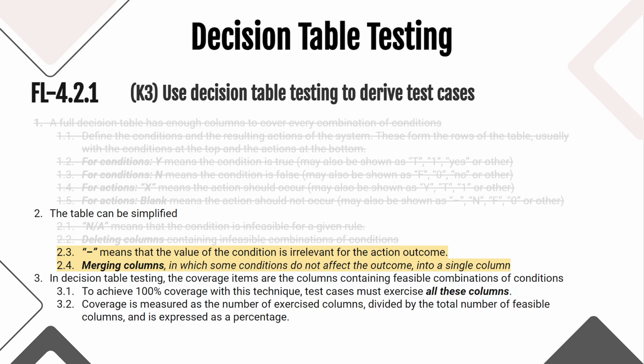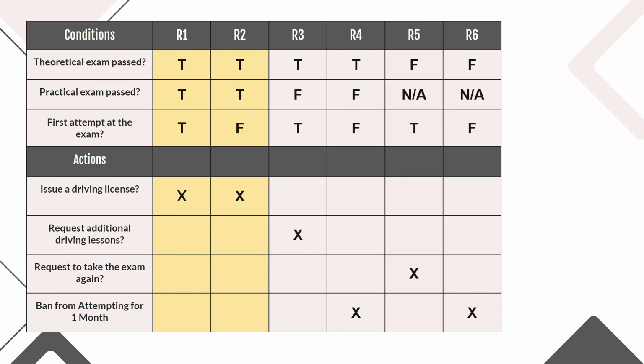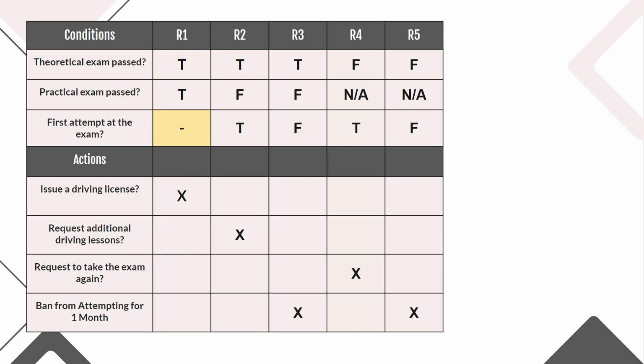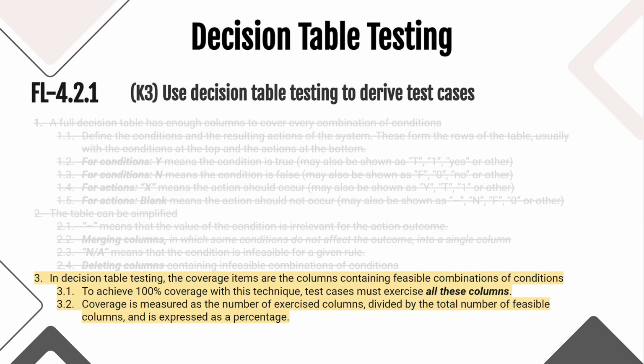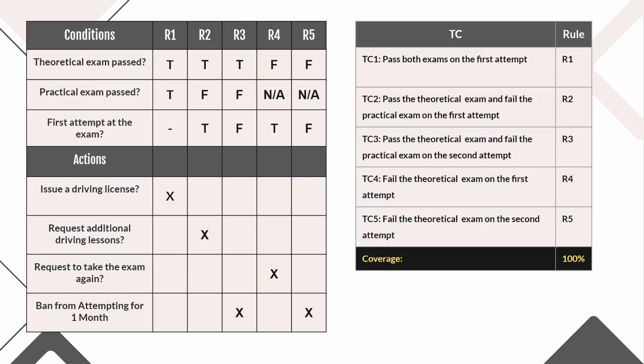Merging columns in which some conditions do not affect the outcome into a single column. As in the previous example, the first rule and the second rule can be merged into one, regardless of whether it is the first attempt or not. If both tests are passed, then the driver's license is issued. Thus, we only have 5 columns in the table, and the last step remained. To achieve 100% coverage with this technique, test cases must exercise all columns. Accordingly, 5 tests are needed to test 5 columns.